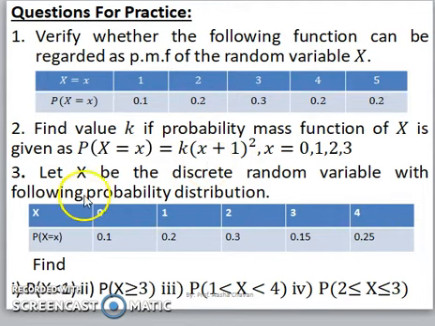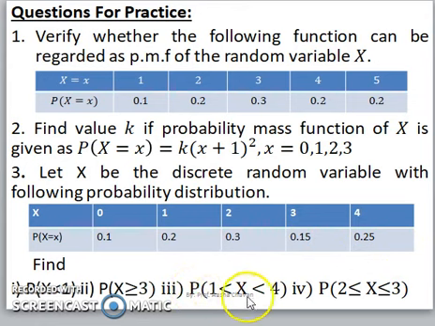Then question 3 is: let x be a discrete random variable with the following distribution. The probability distribution is given to us in the table itself. We just have to find the probability for x less than 1. So what is the probability for x less than 1? It is nothing but the probability for x equal to 0. Then probability for x greater than or equal to 3 means probability for x equal to 3 plus probability for x equal to 4.